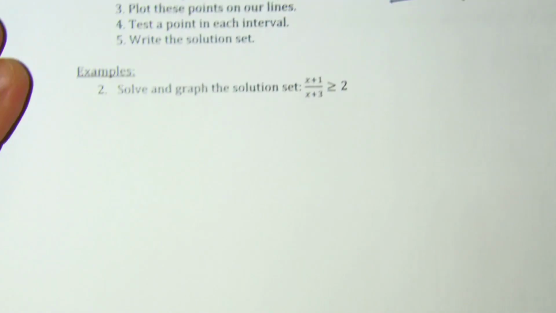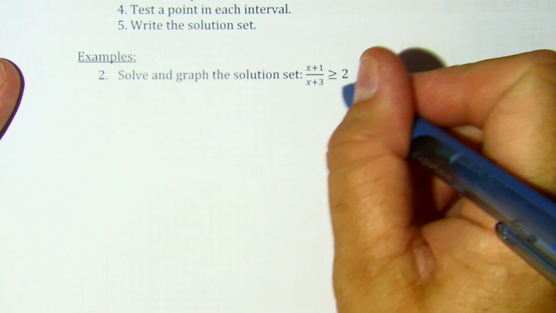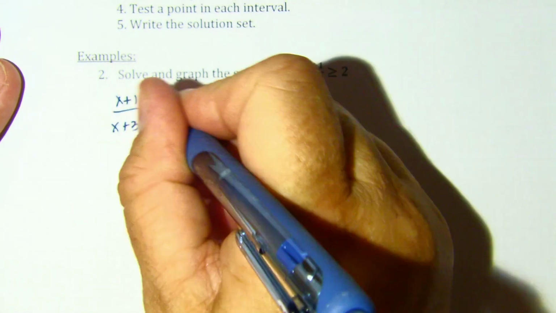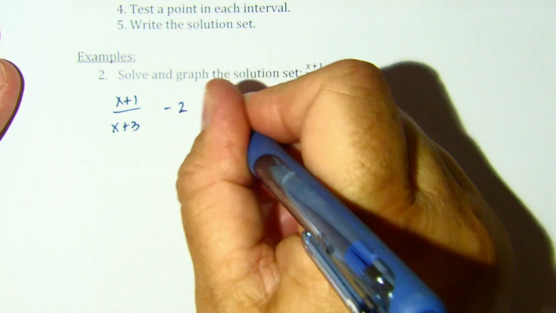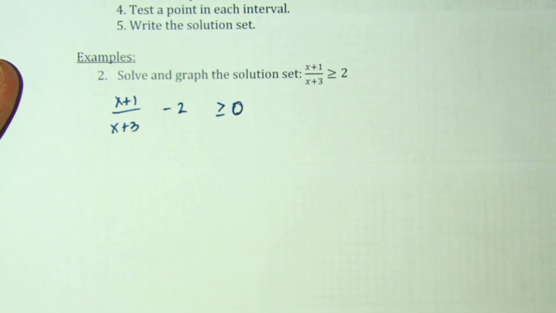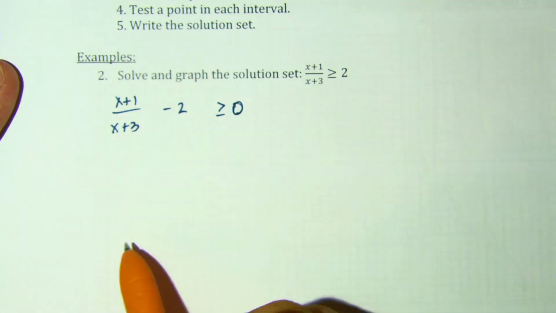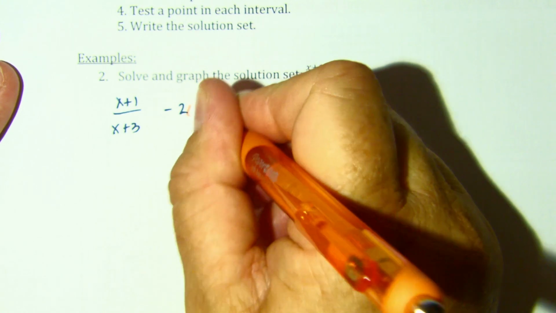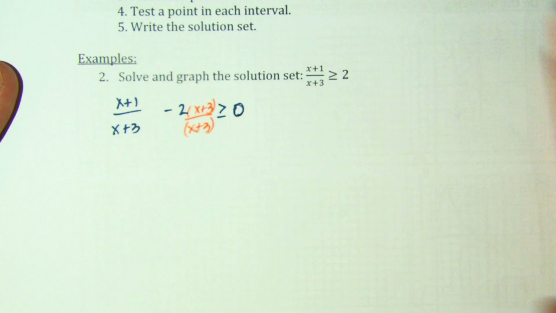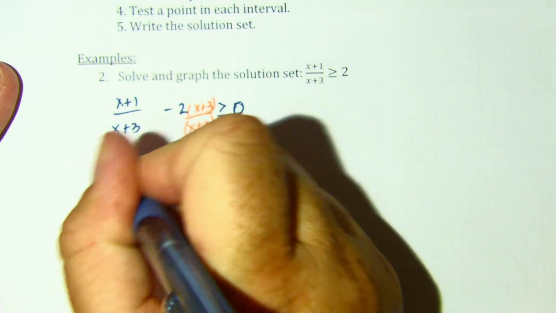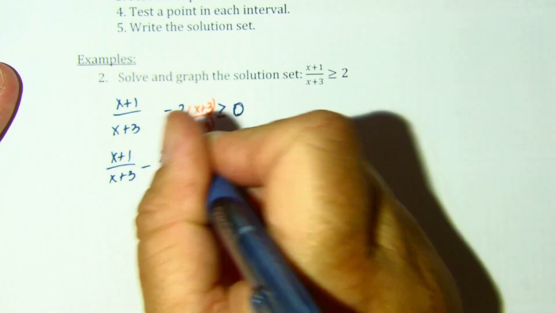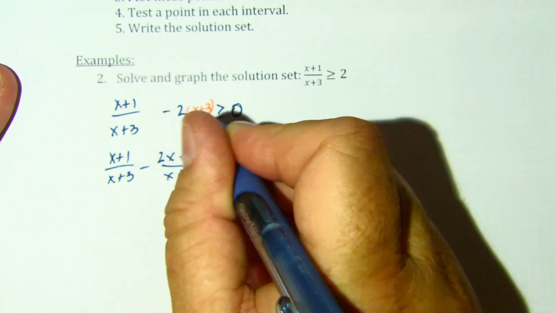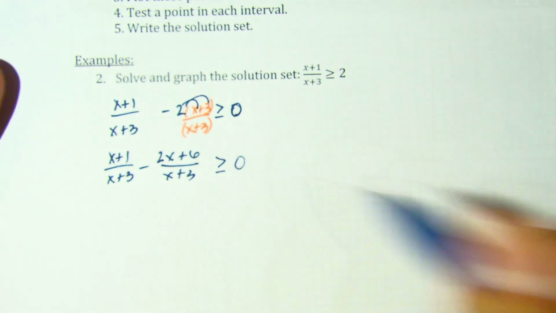So looking at this example, first thing I notice is it's not set equal to 0, so I first need to subtract 2 over. So right now I have two separate terms here. I need to combine this so it's one fraction. So I'm going to multiply by x plus 3 over x plus 3 here to create a common denominator. And that gives me x plus 1 over x plus 3 minus 2x plus 6 over x plus 3. I just distributed the 2. Greater than or equal to 0.